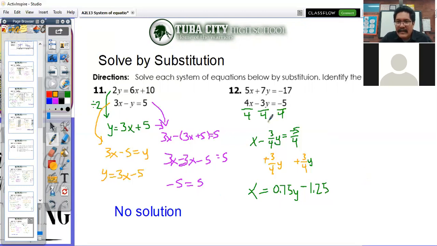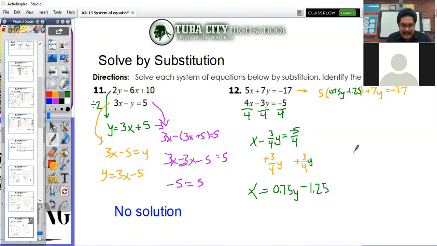All right, so now I have x. Since my bottom equation is the one that I used to get this, I'm going to use my top one now. So that's going to be 5, and what should be x will go there. 5x plus 7y equals -17. And I'm going to grab this here and put it in here. So 0.75y minus 1.25.